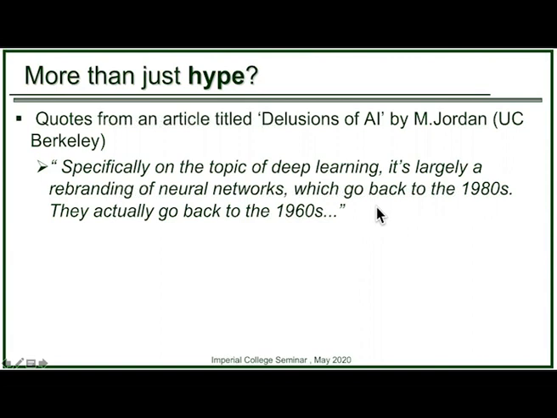So Jordan goes on to say that specifically on the topic of deep learning, it is largely a rebranding of neural networks which go back to the 1980s and the 1960s. So he explains it in the following way, says that it seems like every 20 years, there is a new wave that involves neural networks. And in the current wave, the brain processes information. In the current wave, really the main success story is the convolution neural network, more popularly known as CNN.